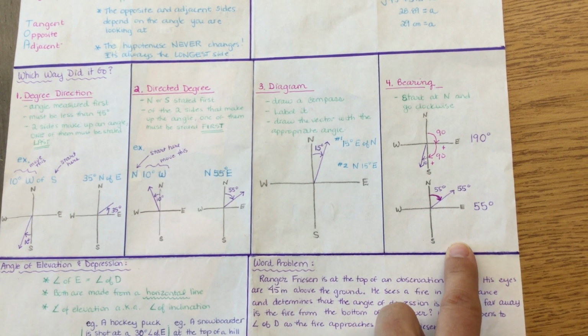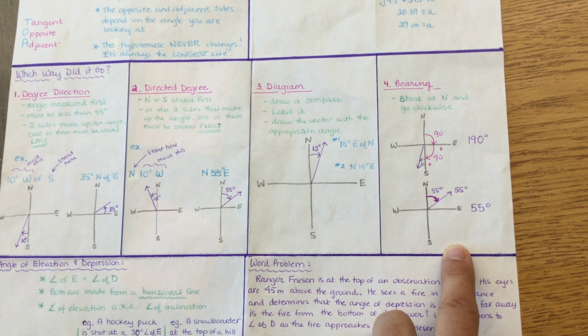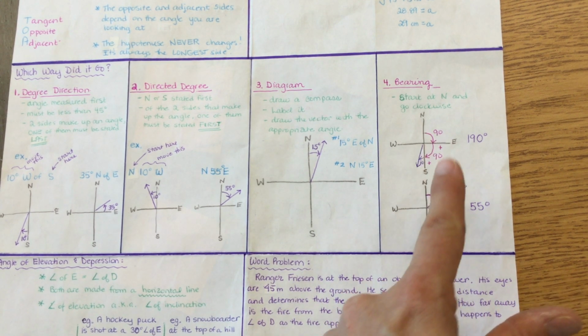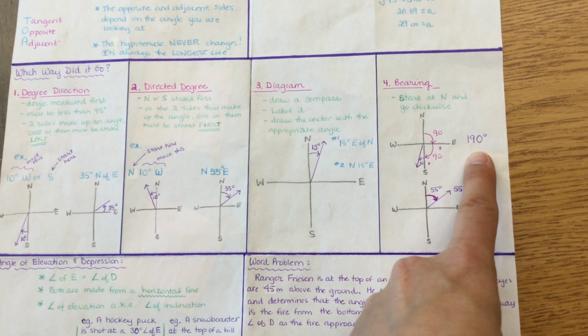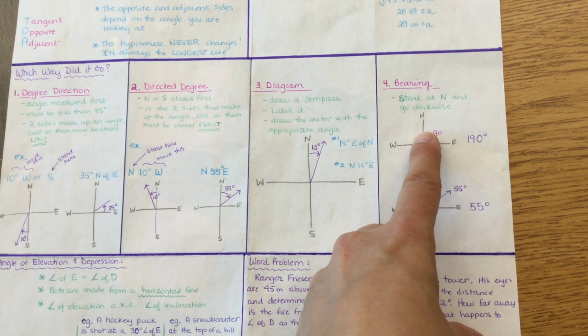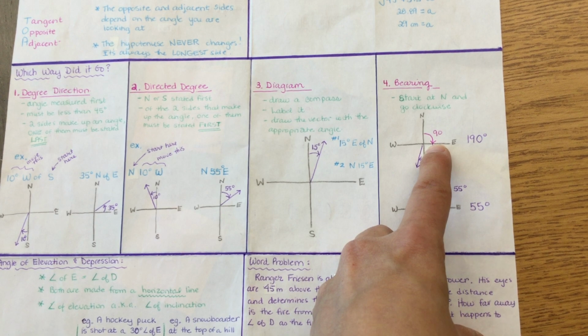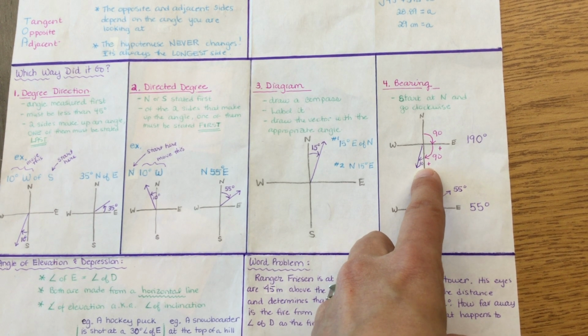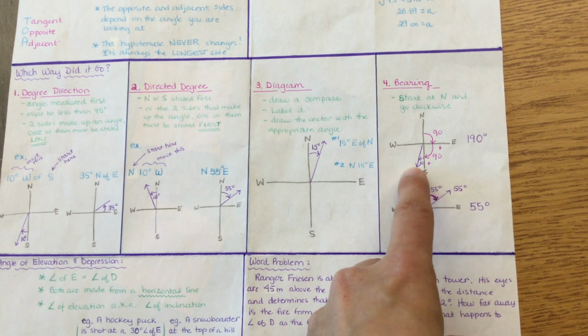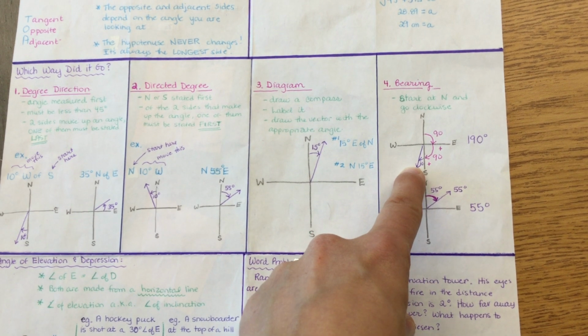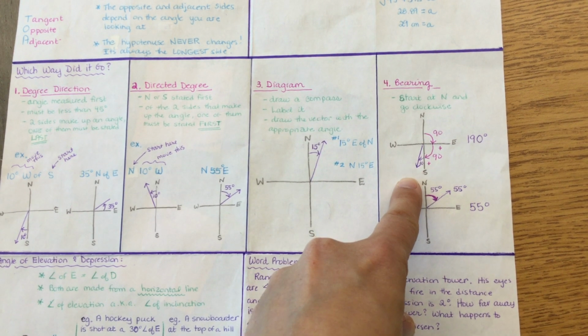And then for bearing, when you're trying to get your bearings, this always starts at north and goes clockwise, okay? So we draw north, east, south, west. If it says 190 degrees, you're going to start at north. We know that north to east is 90. East to south is also 90. That's 180. And then we add 10 more degrees. We draw our vector, and that would be 190 degrees.